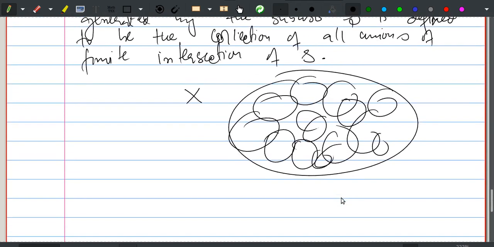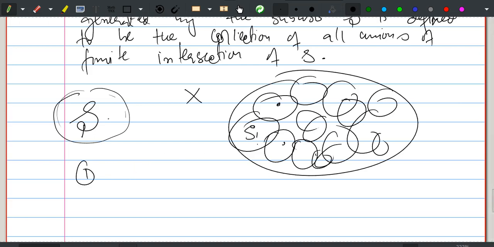So this collection of subsets is the collection S here. Now what we have to do is generate a topology with the help of these elements in S. Suppose these are S1, S2, S3, S4, S5, S6, and so on. What we do first is take all possible finite intersections.